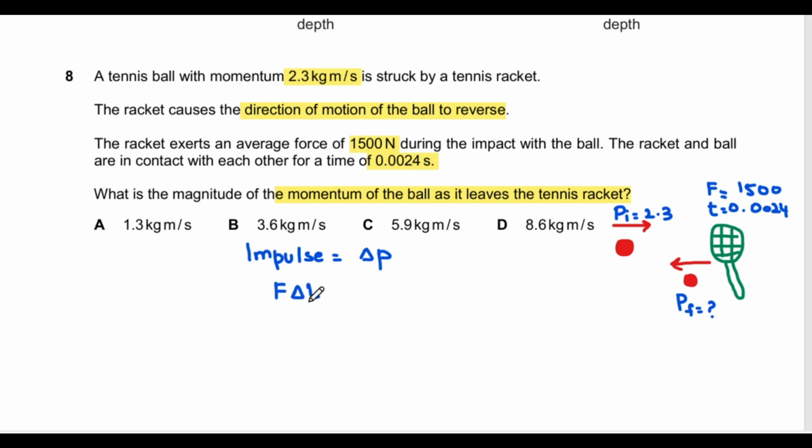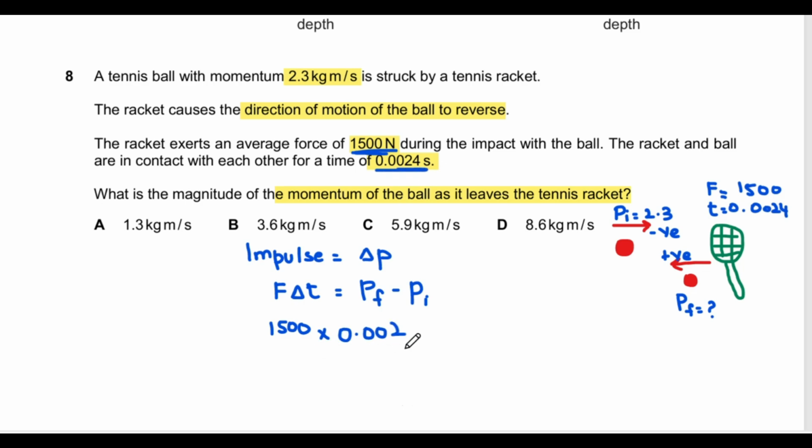Impulse is the product of force and the time for which the force acts, and change in momentum is final momentum minus initial momentum. Note that the direction of velocity is reversed. So if we consider this direction as negative, the other direction would be considered as positive. So now I'll plug in the values. Force is 1500 and the time period for the force is 0.0024 seconds.